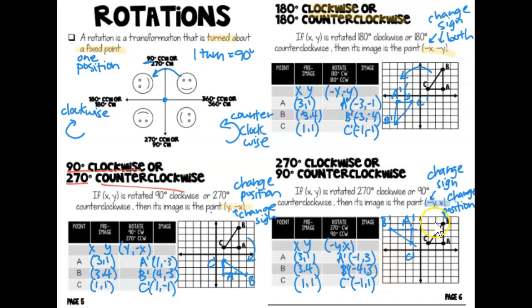And so what I can see here is I've either gone 270 clockwise, so 1, 2, 3, or 90 counterclockwise. And that concludes our video on rotations. Thank you for watching.